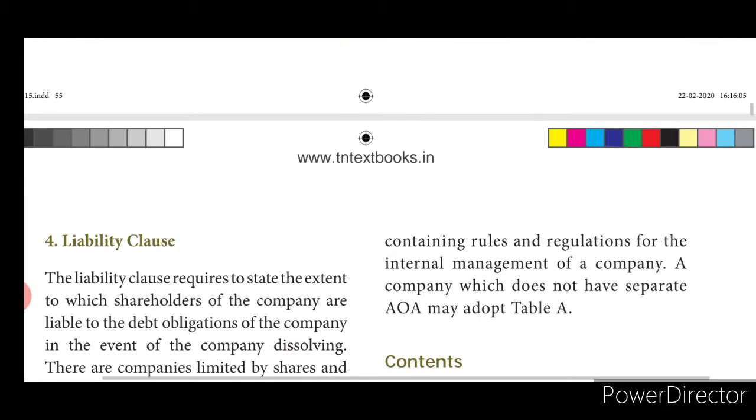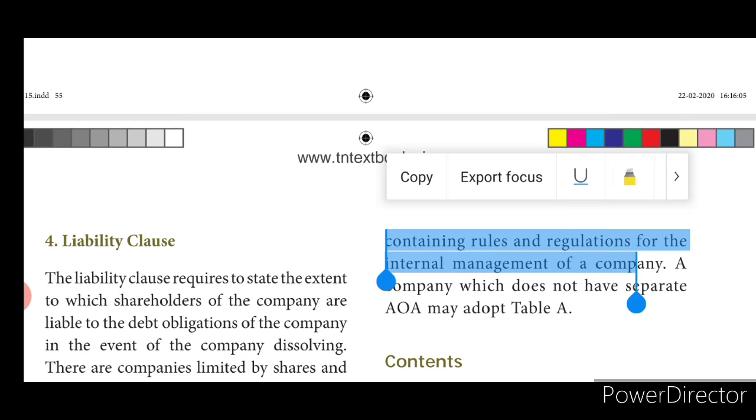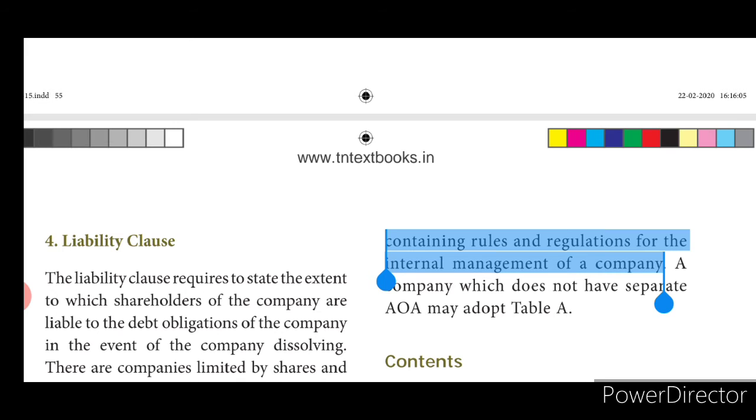containing rules and regulations for the internal management of the company. See, it contains only the rules and regulations of the internal management of a company. This is the main point in an article of association. It will contain only the basic rules and regulations of the internal management of a company. Okay, so it is very secretly maintained.